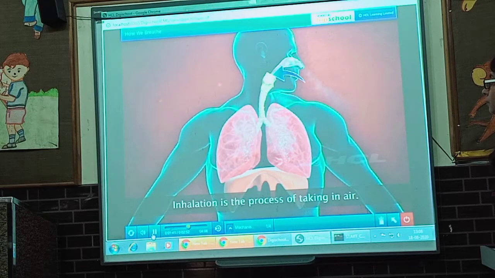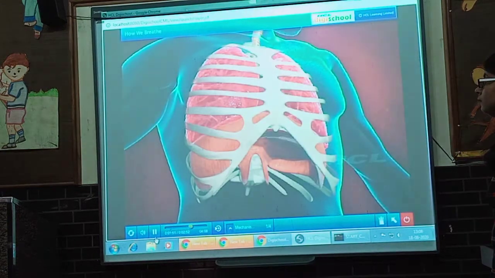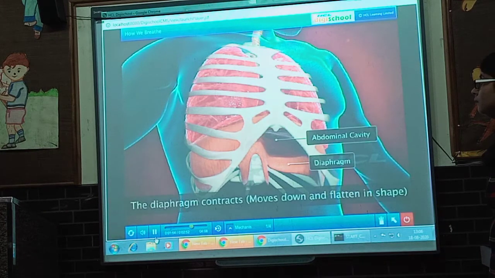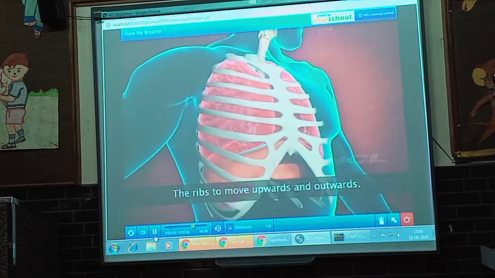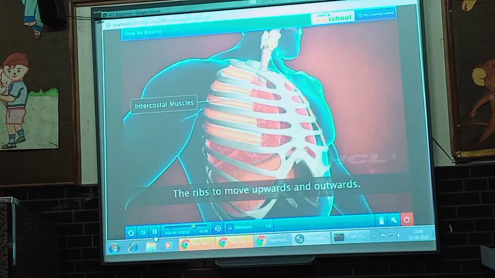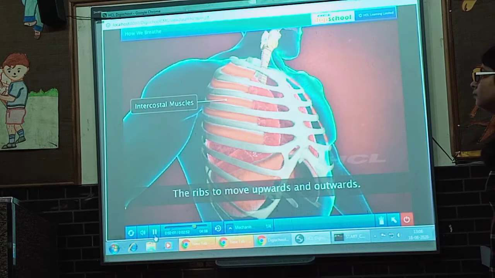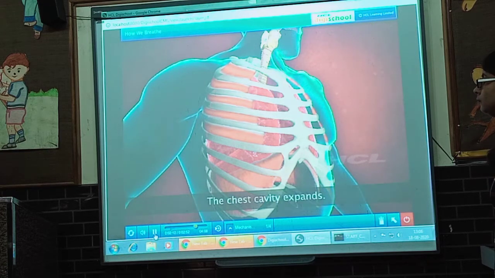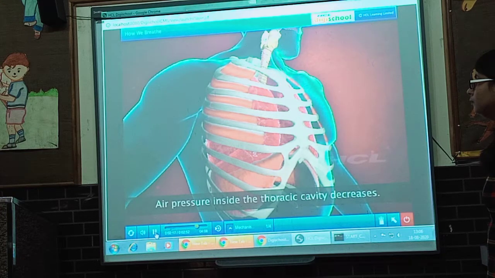Breathing in is called inhalation. During inhalation, air moves into the lungs. Let's see how this happens. Inhalation starts when the muscles of the diaphragm contract and flatten in shape. Simultaneously, muscles present between the ribs contract. This causes the ribs to move upwards and outwards. The chest cavity expands. This reduces the air pressure inside the thoracic cavity.